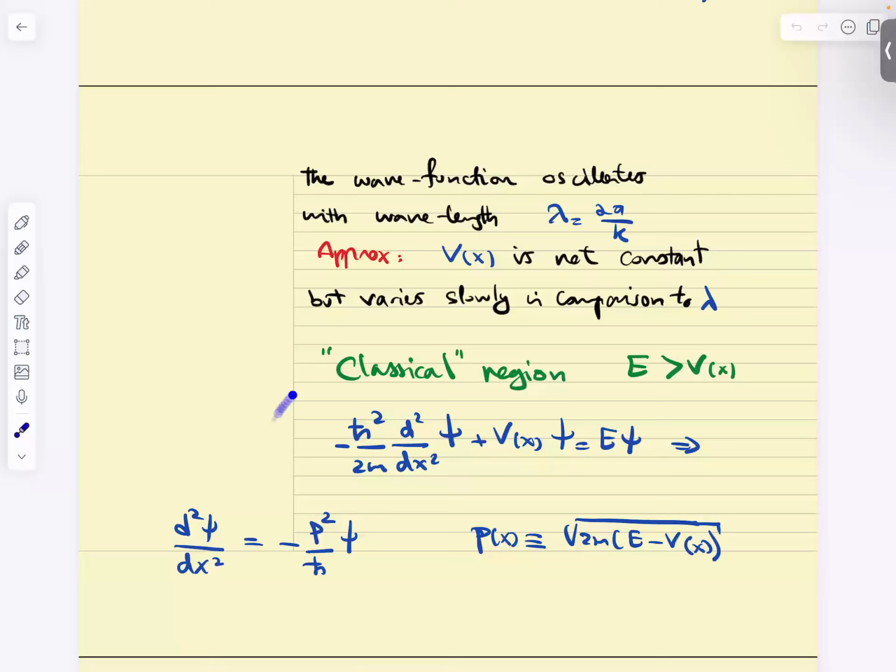This is the time independent Schrodinger equation, right? So what we're going to do is take V of x to the right side, and then write it as an operator P squared acting on psi. P squared over 2m, well, actually, h bar is coming from here. I think it's h bar squared over 2m.